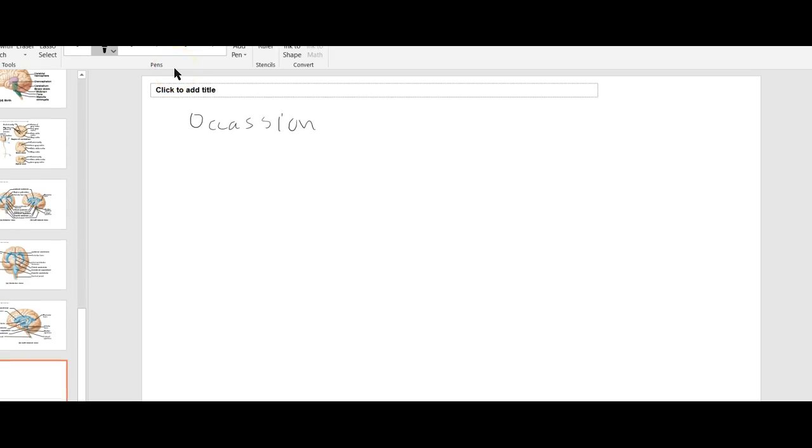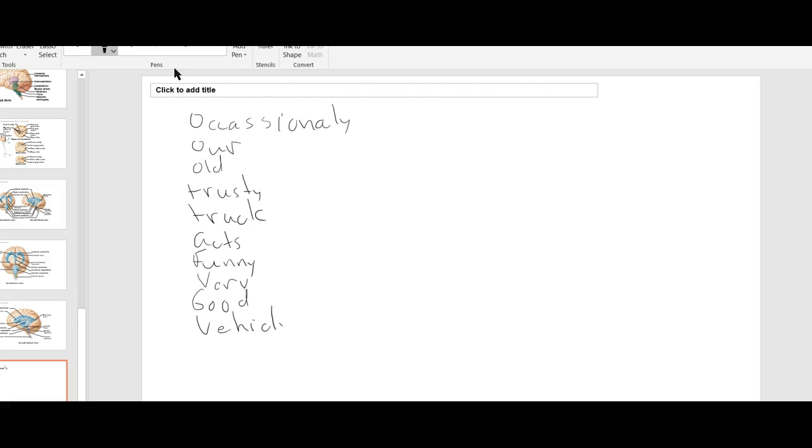Occasionally, our old trusty truck acts funny. Very good, vehicle. Sorry for my handwriting. I just think that's a funny sounding word, vehicle. Anyhow.